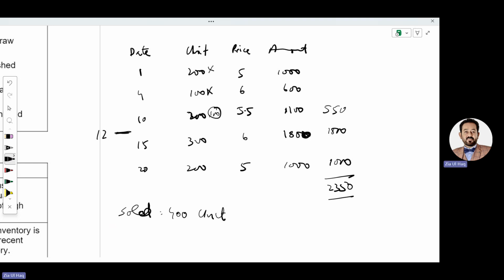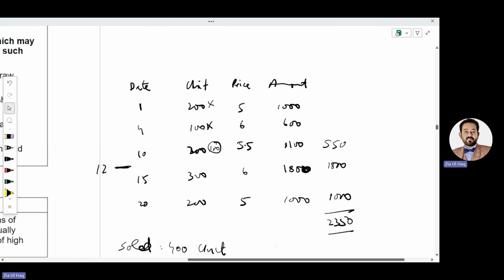Can you understand this? In this problem, they keep the goods in the middle. And what is the closing inventory? If you bought these and you sold 400, that will be eliminated. The remaining units with their value will be the closing inventory. This is called LIFO method. No, sorry, FIFO method. FIFO stands for first in, first out.